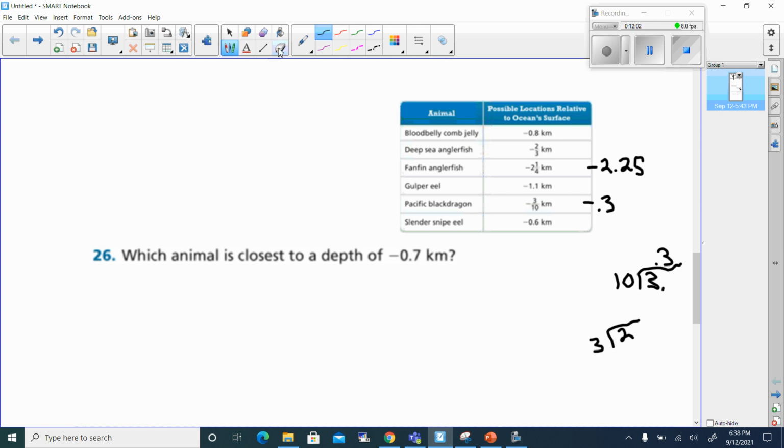And I could be wasting my time checking all these fractions out, but I am kind of surprised it says which animal. It doesn't say animals. And if these are both equally one away from negative 0.7, I have to wonder if one of these is even closer. So let's see. I put my decimal down. I'll have to put a 20 there.